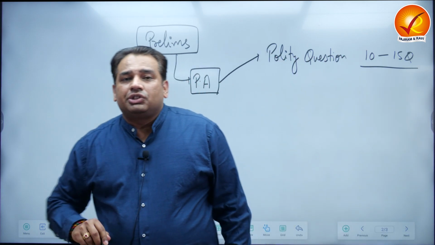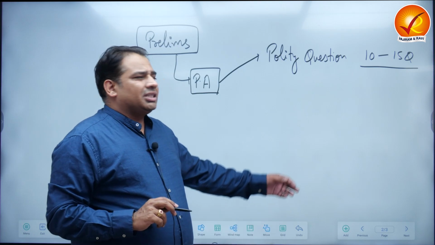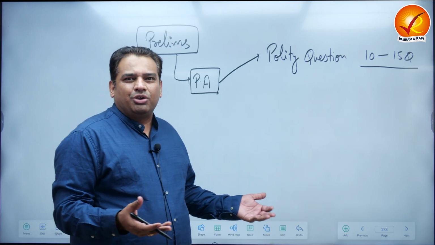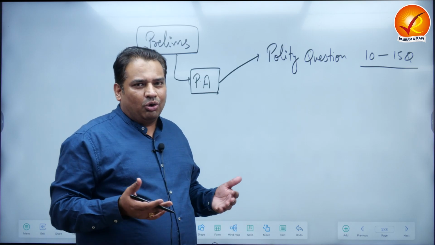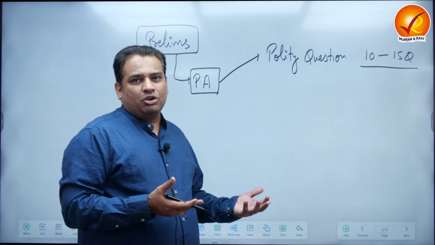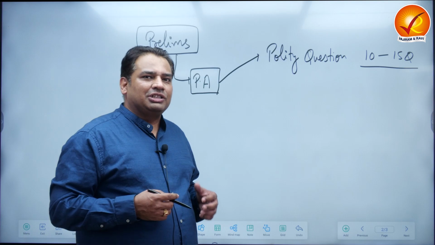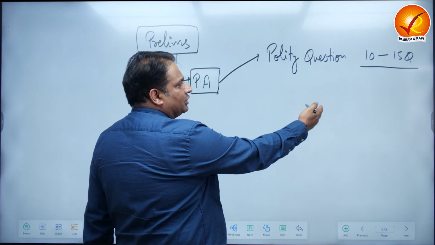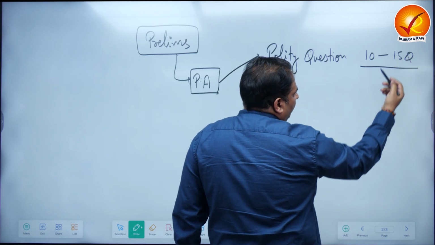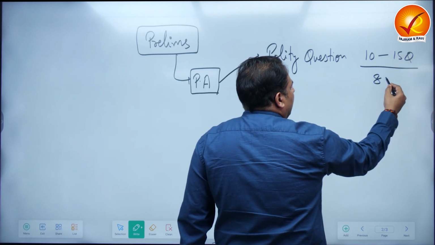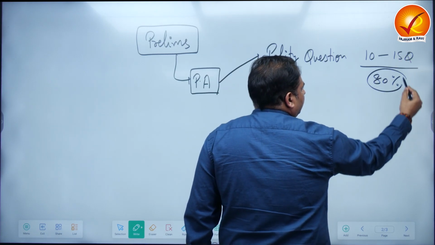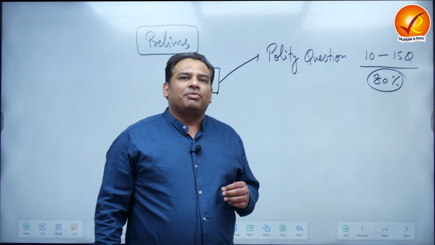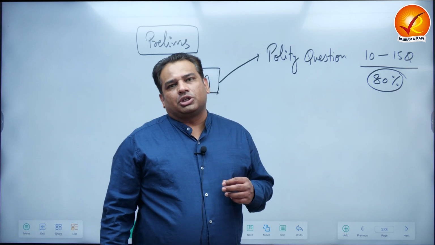And out of these 10 to 15 questions, except the fundamental rights and DPSP part, the remaining topics, union government, state government, local self-government, constitutional bodies, statutory bodies, all these topics we get in the PubEd syllabus. So out of these 10 to 15 questions, a minimum of 80% you can answer on the basis of your understanding of the public administration optional.